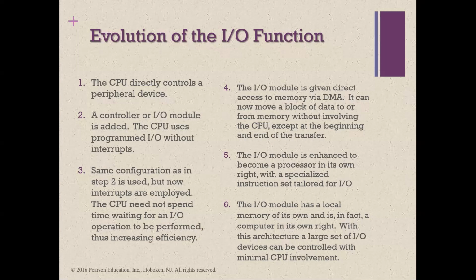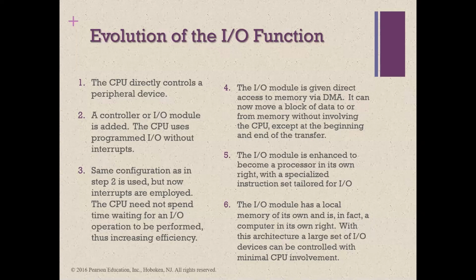As one proceeds with this evolutionary path, more and more of the I/O function is performed without the CPU's involvement. So the CPU is increasingly being relieved of its I/O-related tasks, thereby improving its performance. With the last two, the 5 and the 6, a major change occurs with the introduction of the concept of the I/O module capable of executing a program on its own.